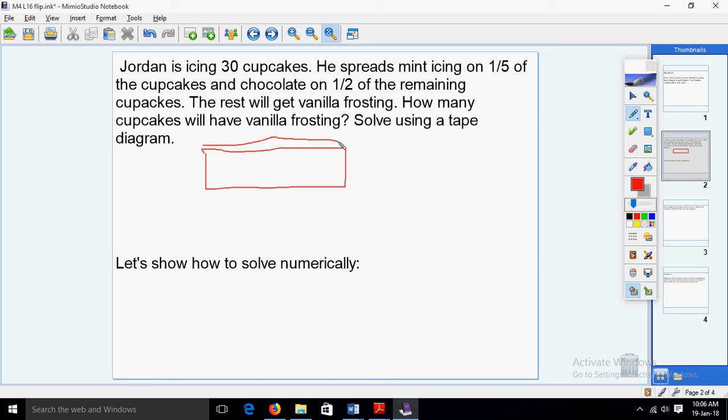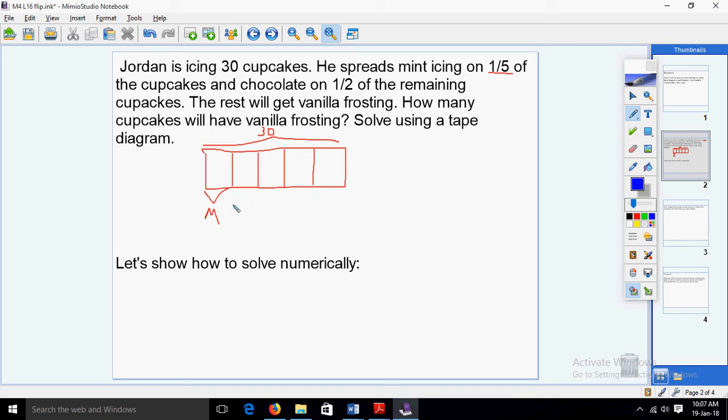All right, so I'm going to go ahead and show my whole. Altogether we know he has 30 cupcakes. I'm going to go ahead and show 1/5 of those as mint. We know that those are mint, 1/5. And there's 2, there's 3, and there's 4. Oh, those are straight lines. All right, so here is my 1/5 of mint. I'm just going to show it as an M. Underneath I'm going to show blue just because it's a second tape diagram.